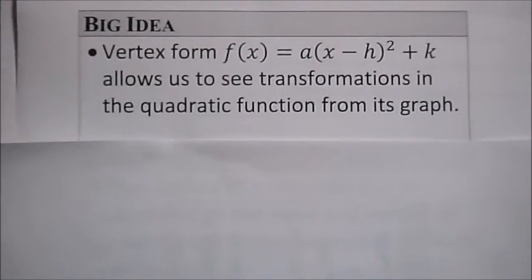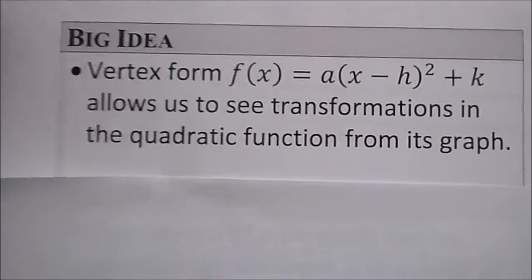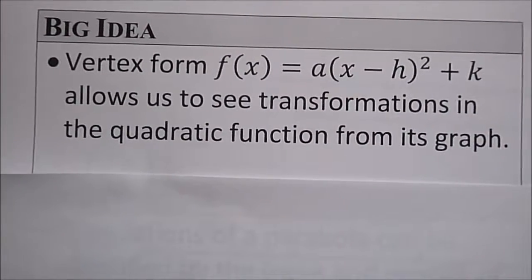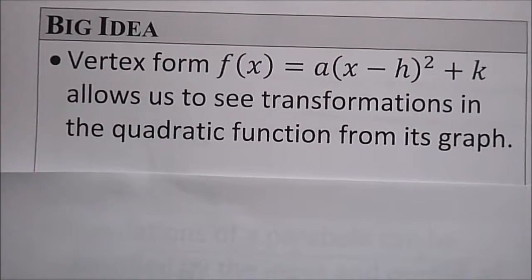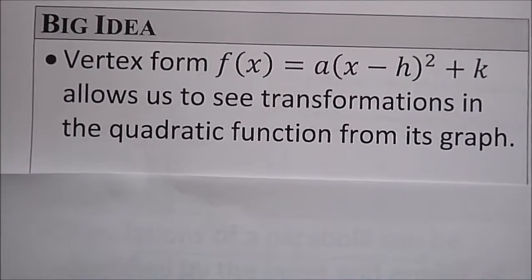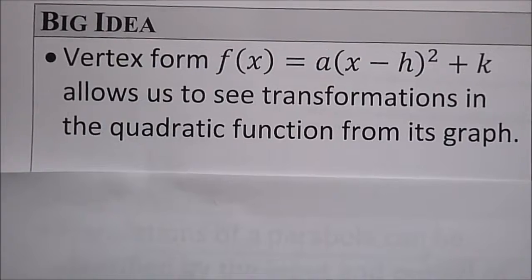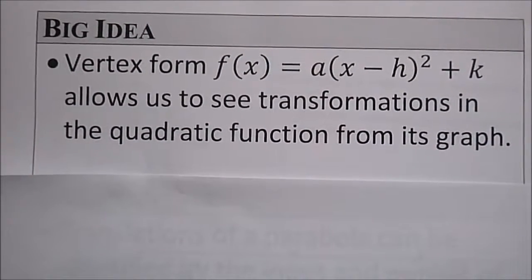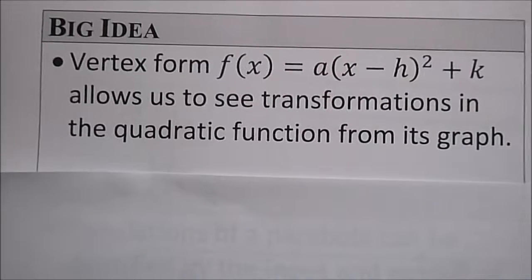We're going to skip debriefing the second part of the Think About It to save time, but here is our big idea for today, which is that vertex form, f of x equals a times (x minus h) squared plus k, allows us to see transformations in the quadratic function from its graph. So vertex form is going to be a really useful tool for us this year. Press pause to capture this in your notes.